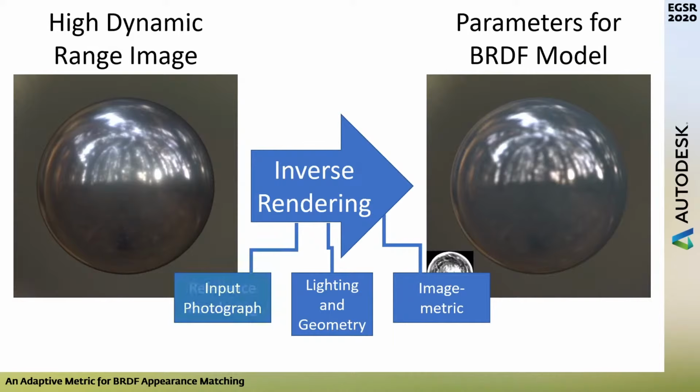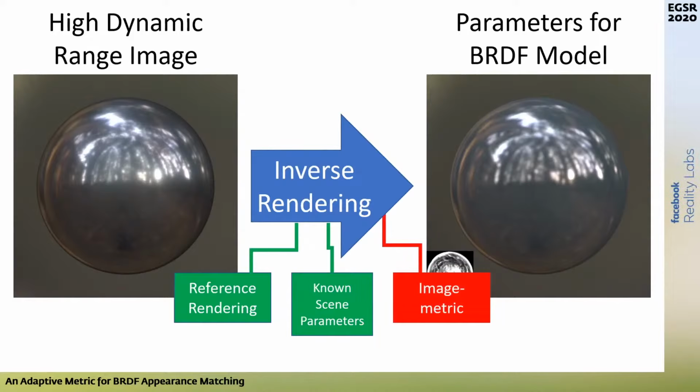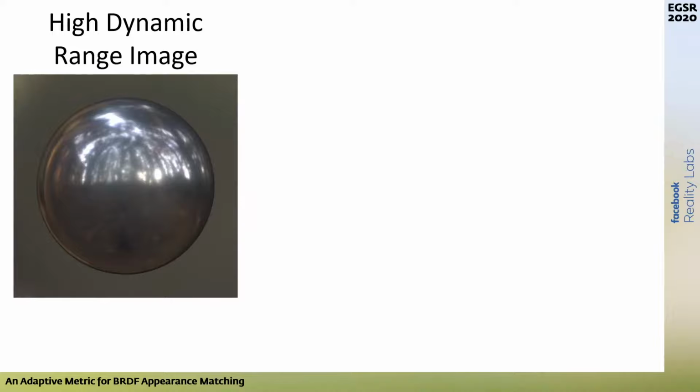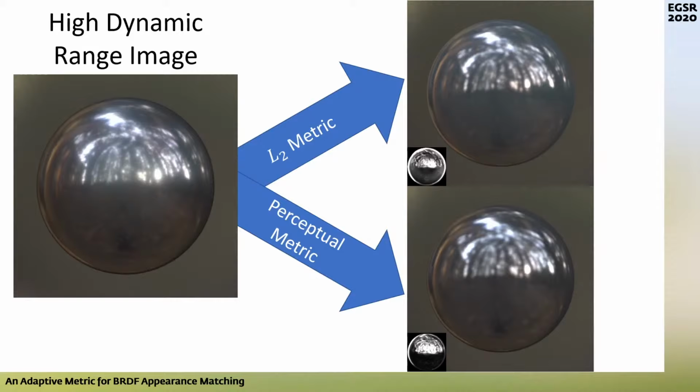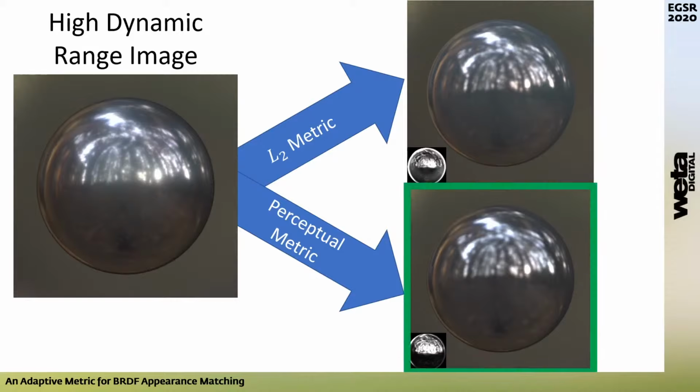For our input, we will use a rendering of a measured material. This solves the problem of scene parameters, since we are rendering the target image. This way, we can focus strictly on the question of choosing an image metric to use as our cost function. One option would be to use a simple L2 pixel-wise difference, but this does not always give good results. Using a perceptual image metric, the quality of the appearance match improves. In this case, we are using CSSIM.